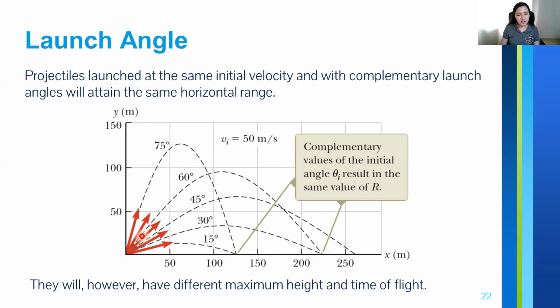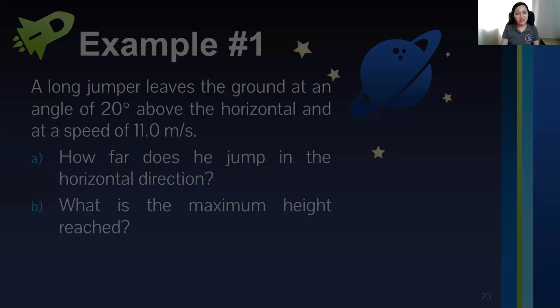So ang pinakataas og range nga atong ma-expect would be 45 degrees, again provided that they have the same initial velocities, all of them. Because of course it would matter po kung unsay initial velocity. They will, however, have different maximum height and the time of flight. So ang range lang ang magpareha for complementary launch angles of same initial nga velocity.